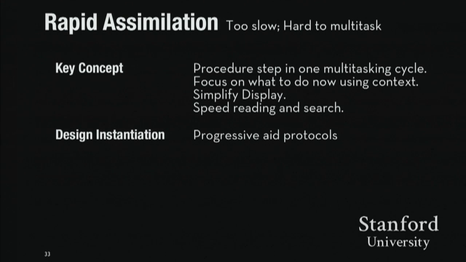So here, the design instantiation was the progressive aid protocol. So how do we show certain parts of the aid relevant to the context that they're in? And there's one more thing that I talked about, which is a concise language for expressing things.